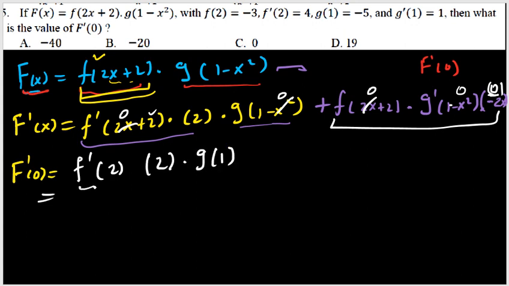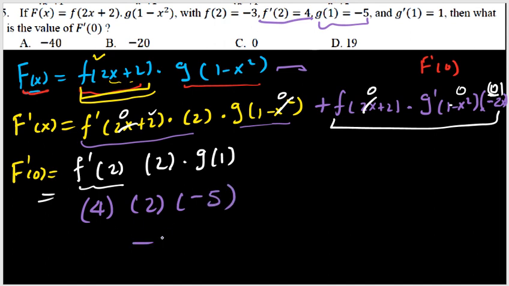Do we have f derivative at 2? Yes, it's given. F derivative at 2 is 4, multiplied with 2 times g of 1. Also, it's given to us, g of 1 is equal to negative 5. So when you multiply, you will get negative 40. So the answer should be A.